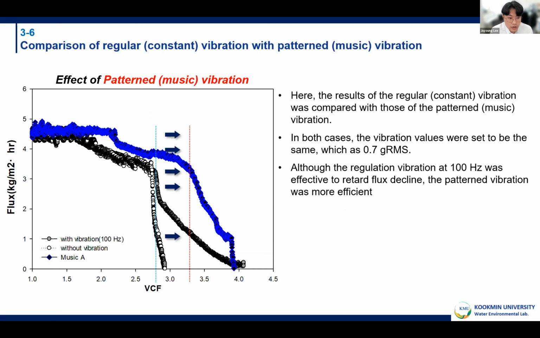Here we compared the results of regular vibration with those of patterned vibration. In both cases, the vibration values were set to be the same, which was 1.7 G RMS. Although the regular vibration at 100 Hz was effective to retard flux decline, the patterned vibration was more efficient.